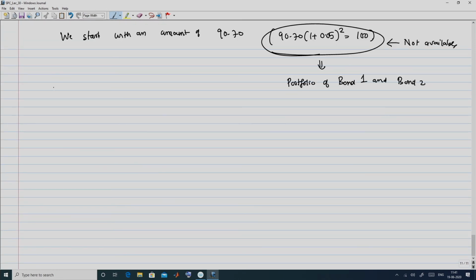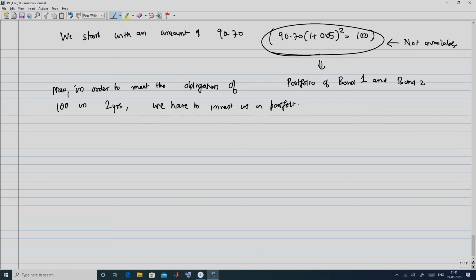All right. So, now in order to meet the obligation of 100 in 2 years time, we have to invest in a portfolio of bonds by immunization, or what is known as matching duration. So, we have already seen that the duration matching has to be done.